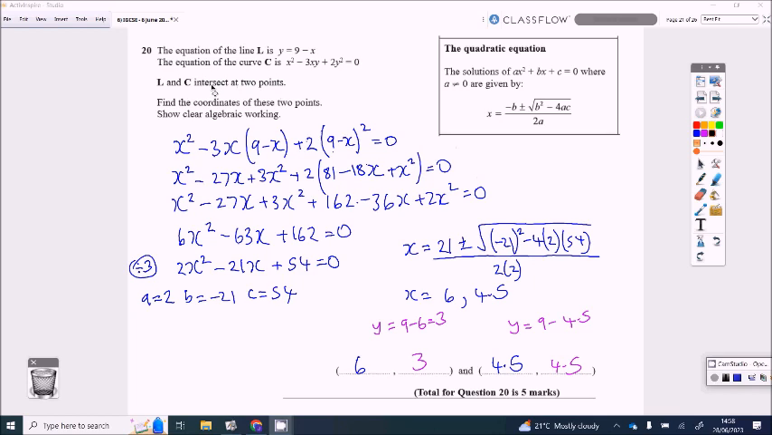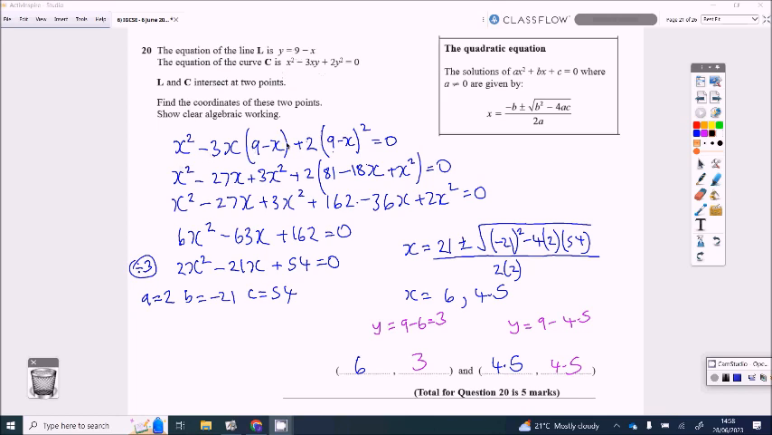Question 20. They intersect at 2 points, the line and the curve, find these points. So where they intersect, they are equal to each other. The x values are equal, the y values are equal. So I can substitute my L equation, 9 minus x, to replace the y's in the curve, equation C. So I can just replace the y with what it is equal to, which is 9 minus x.